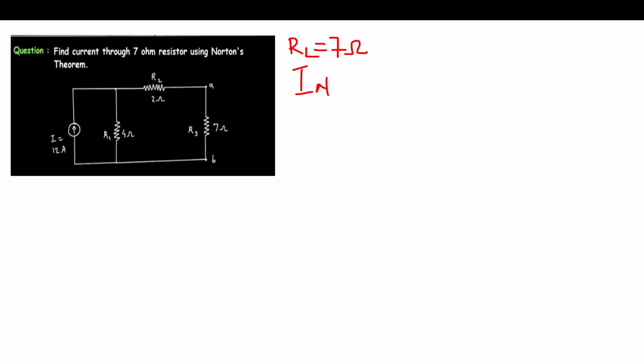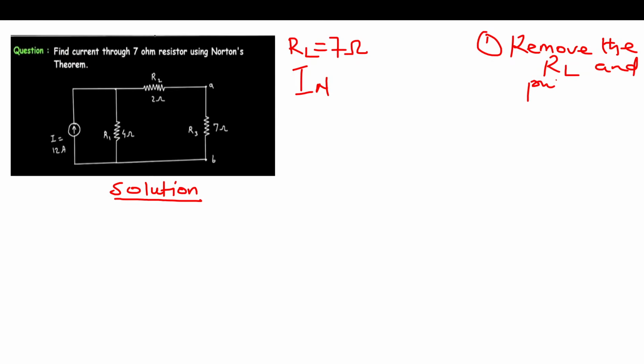Alright, very quickly, let's solve this question we have right here. Solution, Step 1: you are supposed to remove the load resistor and put IN there. So let's draw the circuit again. This is how it's going to look.